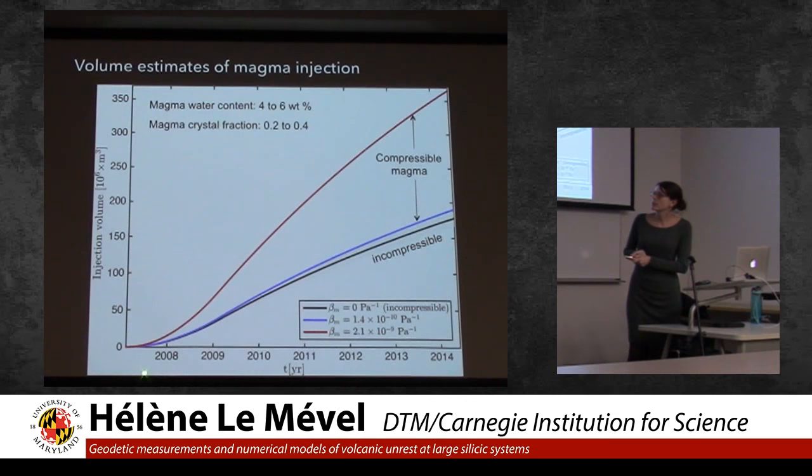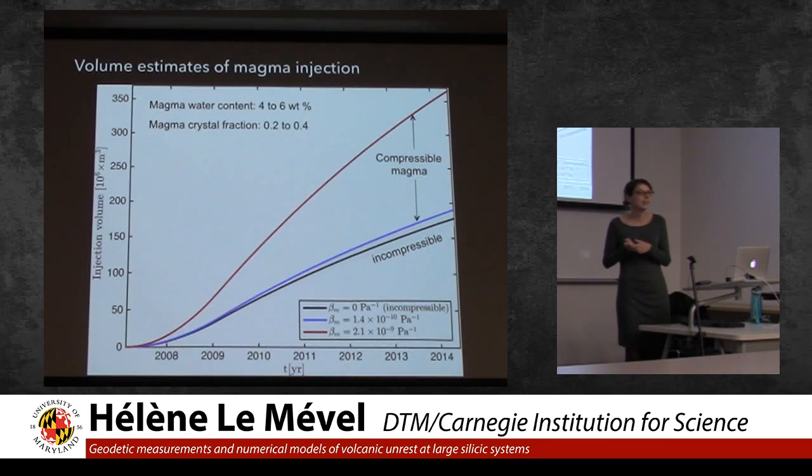The next thing I wanted to consider is the compressibility of the magma. So far we have considered an incompressible single-phase magma, but as we know, magma contains volatiles, and although we didn't have constraints at this time, I wanted to see how it affects the injection volume estimates. So the one I just showed you here is the black case of incompressible magma. In this case, we would have about 190 million cubic meters injected into the system, so new magma added to the system. If we considered a very compressible magma with water content between 4 and 6 weight percent, and crystal fraction between 0.2 and 0.4, then we could get as much as 360 million cubic meters of magma added to the system. So it's probably somewhere in between, but this was a good exercise to see what range of volume we can constrain from this magma injection model.